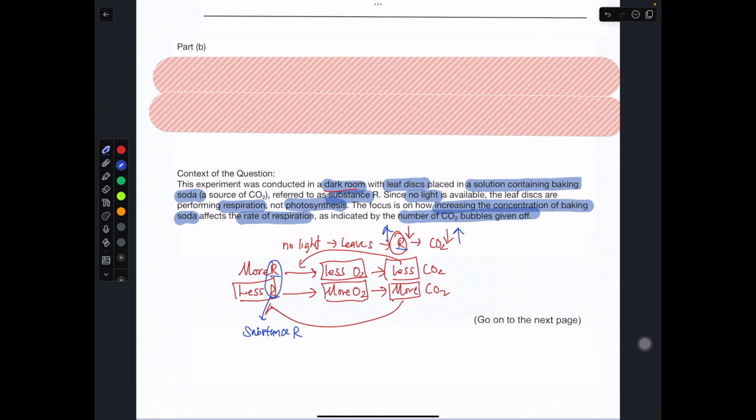Okay, this R means respiration. Perhaps I should spell out the whole thing next time. Okay, so when there is more substance R, there is less oxygen. That's what I mean, and you will produce less carbon dioxide by the leaf.